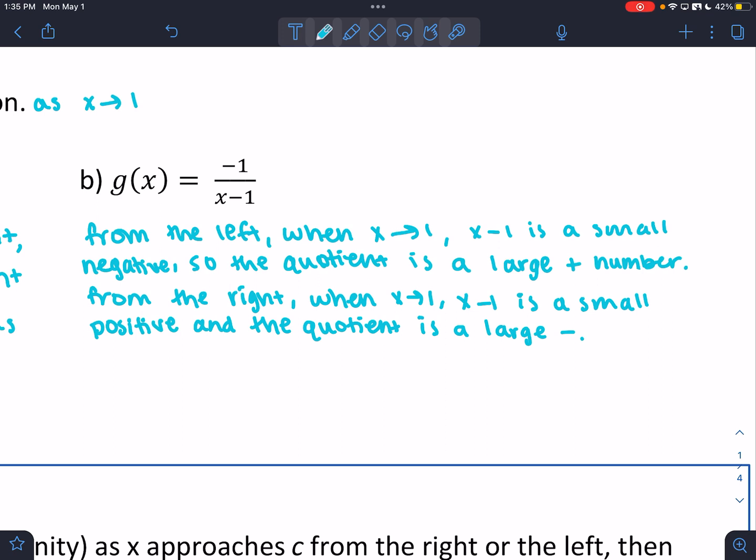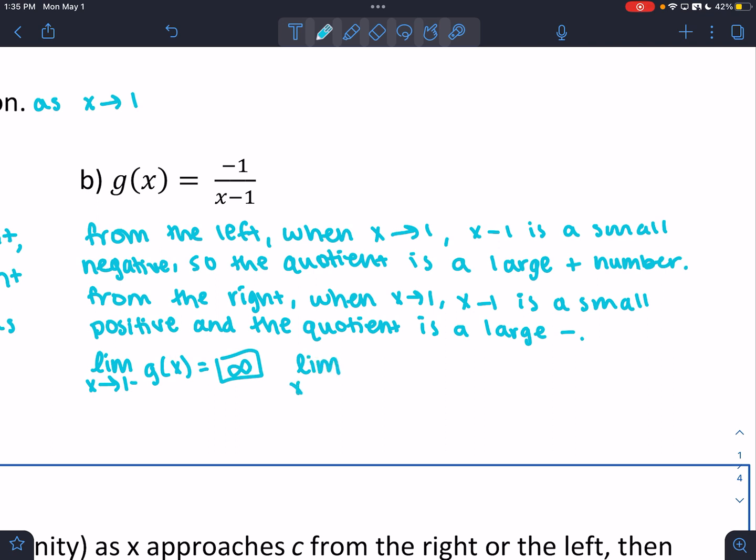Okay, so when x approaches 1, x minus 1 is a small negative from the left. So a negative divided by negative gives us a positive number overall. And then on the second part, you get a small positive, and the quotient overall is a large negative. Okay, there we go. Now we have it. And so the limits, which maybe are the clearest of them all: as we approach 1 from the left, g of x gets a positive infinity. That's going to be our large positive. And we approach it from the right.